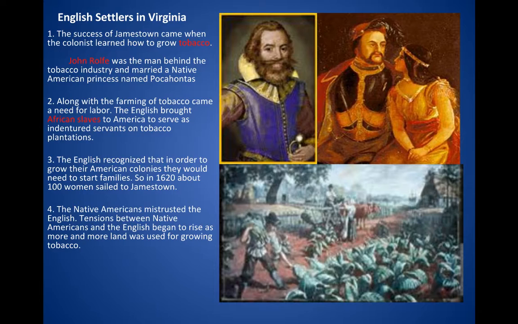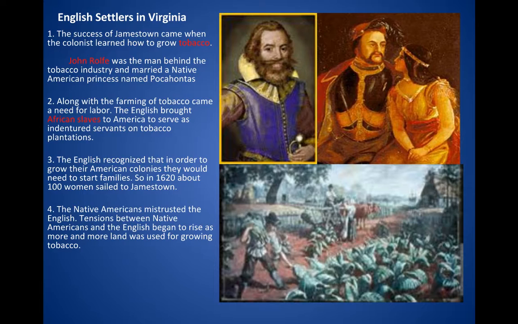And we remember talking about how dear to their hearts the land was to Native Americans from our first chapter. So the Native Americans in the area were not happy about losing their land that they held so sacredly and so close to their hearts. They were not happy about losing that land. So tension began to rise. They mistrusted the English, and that's how the conflict between Native Americans and the English started.